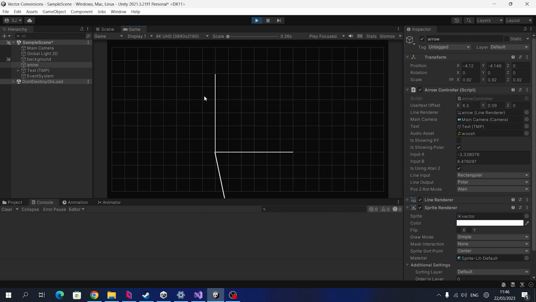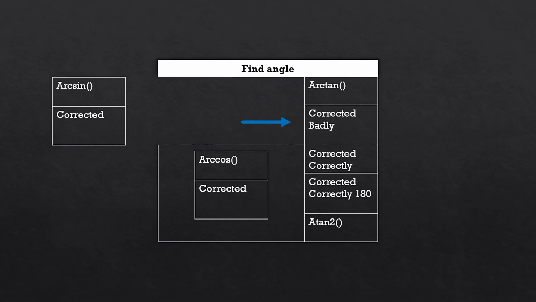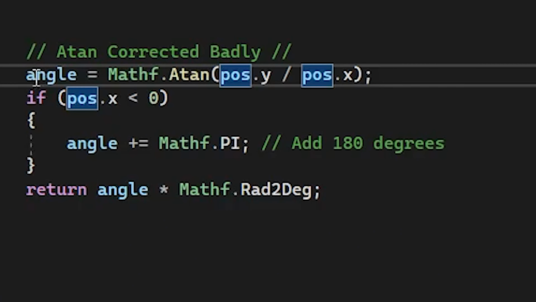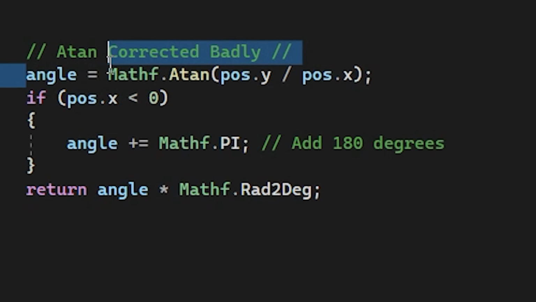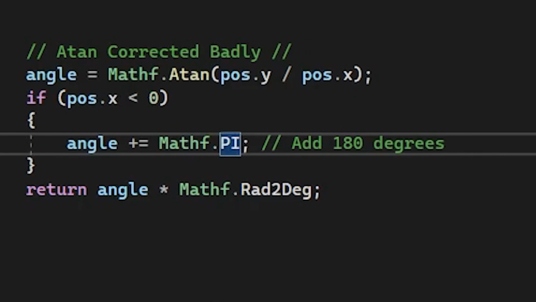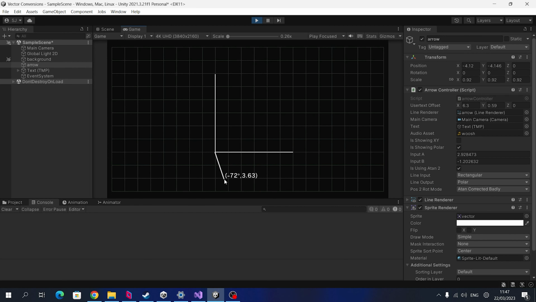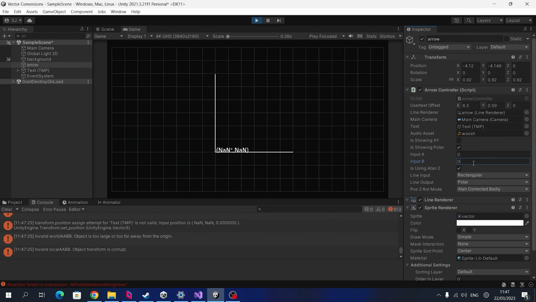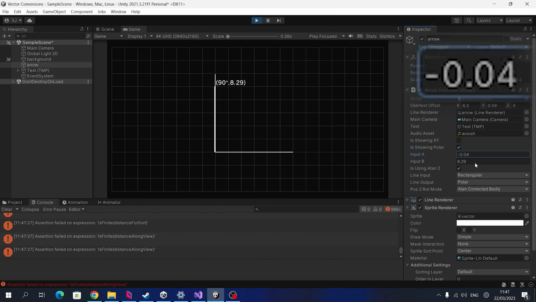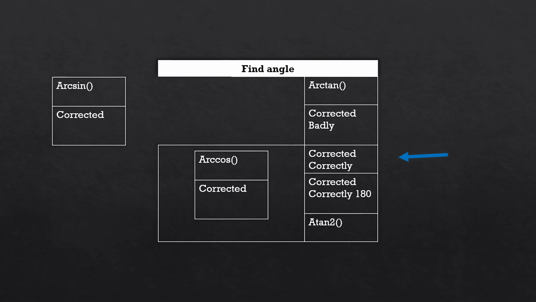And as you can see, it's quite broken, so this is how you correct arctan badly. This is the first thing I tried to come up with to fix it, and if the x position of the mouse is less than 0, we just add 180 degrees, and at first it looks like it's working, but there's quite a bit of issues and it's a bit broken. This is how you correct it correctly.